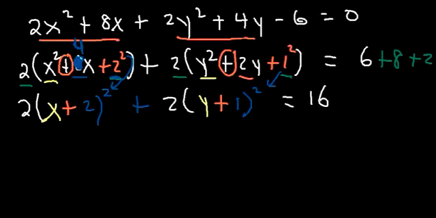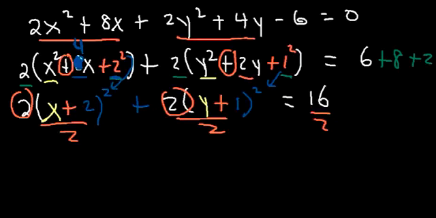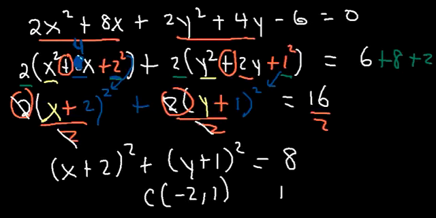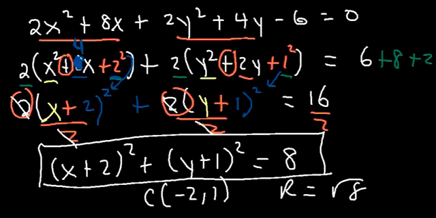So now, when you have a circle, you got to get rid of these coefficients. So we're going to divide everything by 2. So our final answer is x plus 2 squared plus y plus 1 squared. The 2's cancel. And then 16 divided by 2 is 8. So now it's in standard form. The center of the circle is negative 2, negative 1, and the radius is the square root of 8. So that's how you can write the equation of a circle in standard form. And then if you want to, you can graph it if needed.